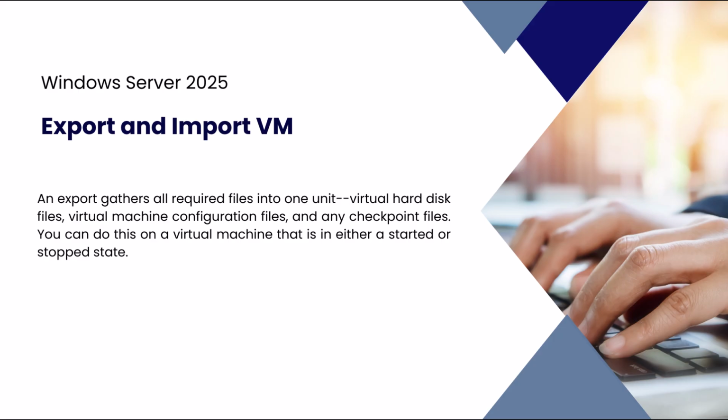What is happening when you try to export a virtual machine? It gathers all the required files into one unit, like the virtual machine hard disk file, the virtual machine configuration file, and if there are any checkpoint files, you will get it all as one unit, and this can be imported into some other Hyper-V and you can start the VM there.